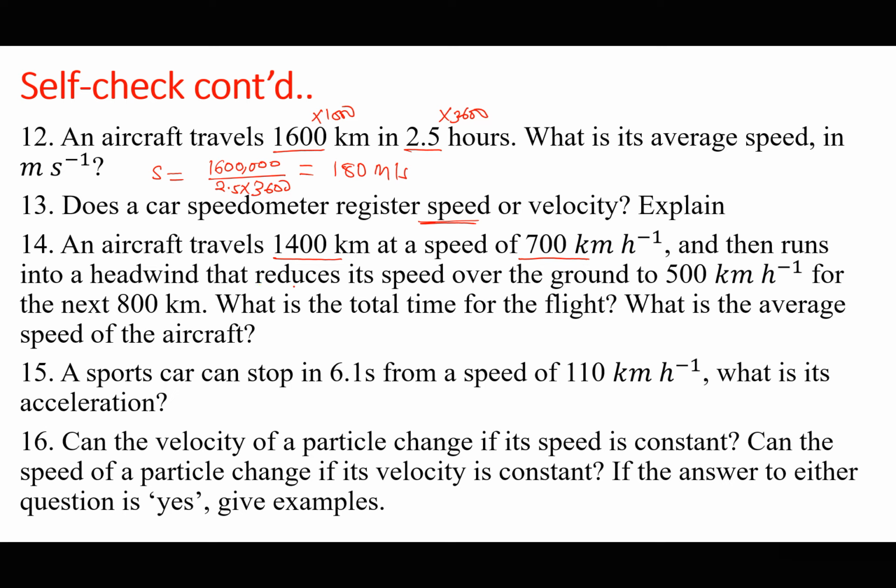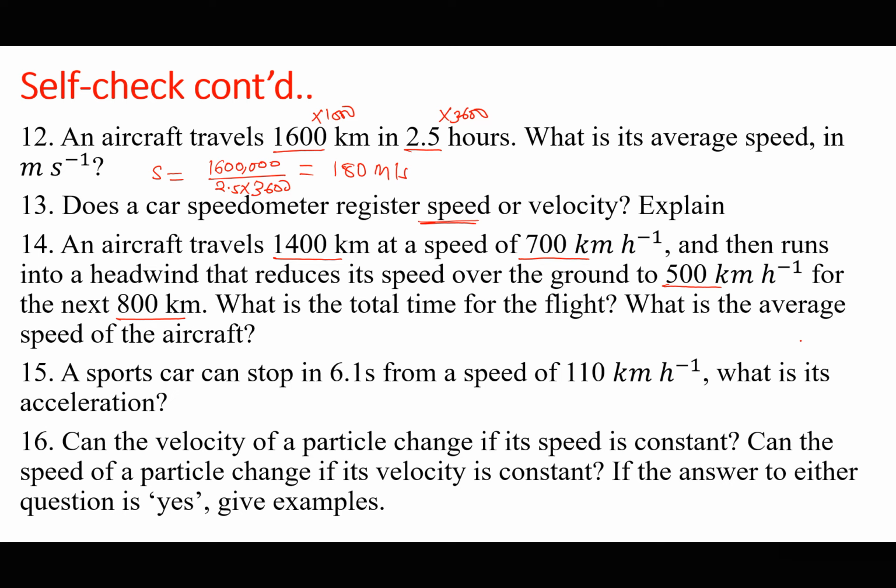An aircraft travels 1,400 kilometers at a speed of 700 kilometers per hour and then runs into a headwind that reduces its speed over the ground to 500 kilometers per hour for the next 800 kilometers. What is the total time taken for the flight? What is the average speed of the aircraft?